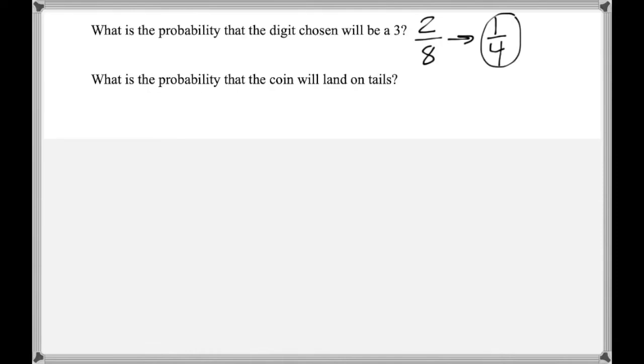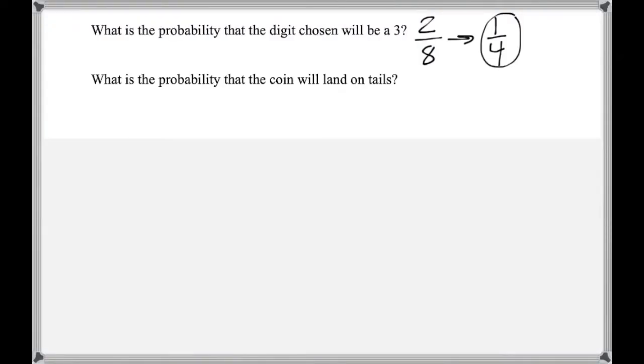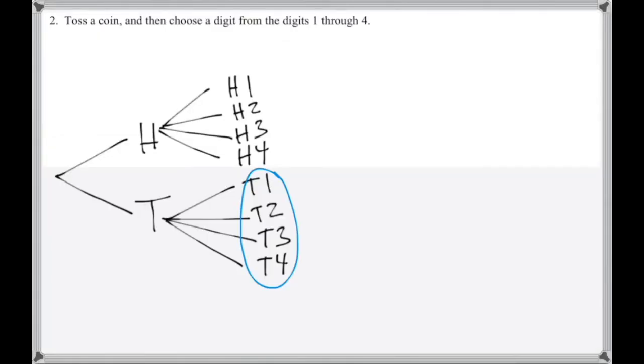What is the probability that the coin will land on tails? So that is 4 out of the 8 options. So 4 out of 8, which reduces to 1/2. And that should make sense because with the original coin toss, we have a 50-50 chance of getting tails.